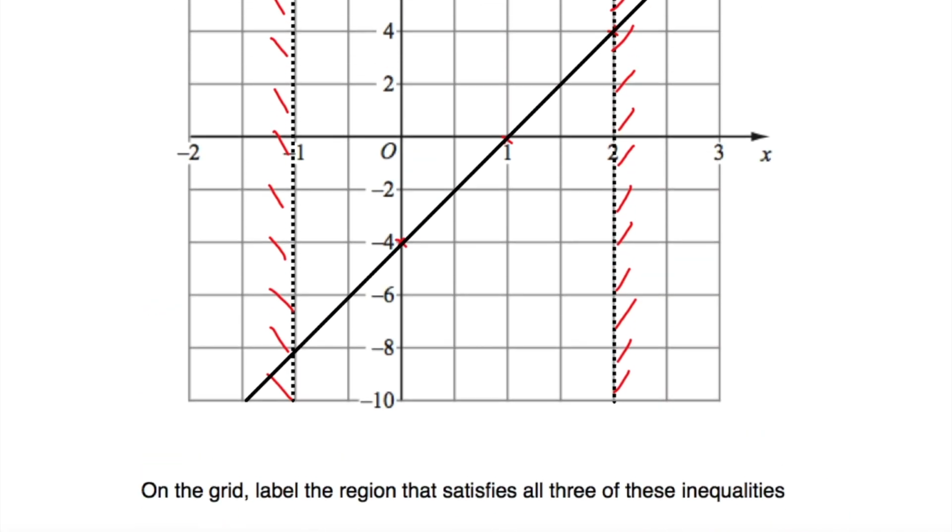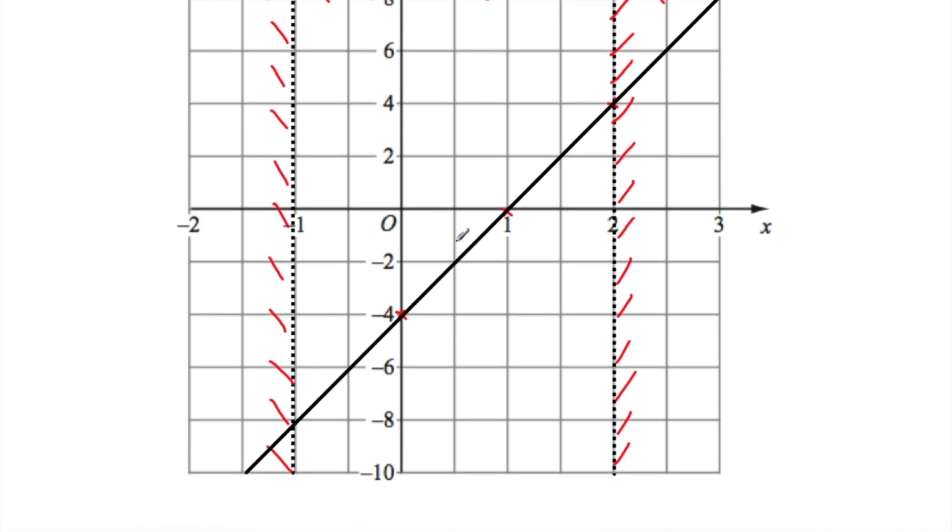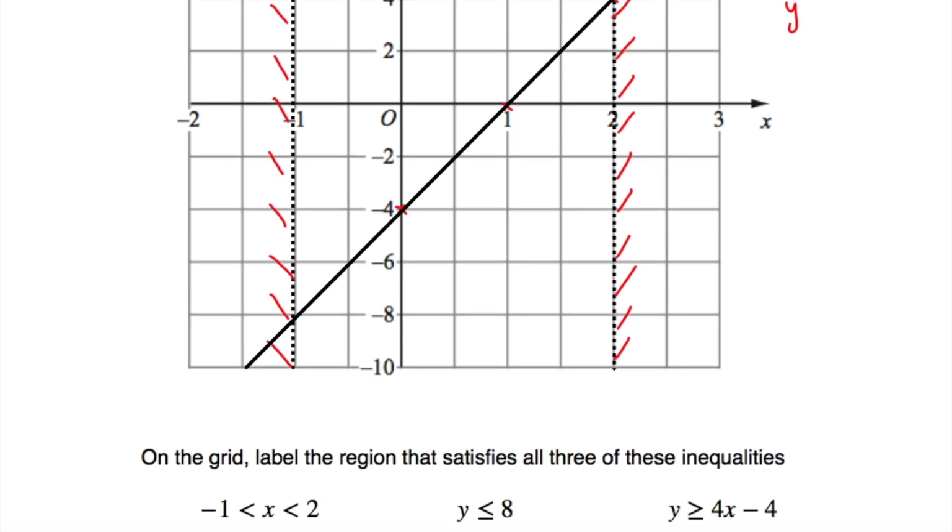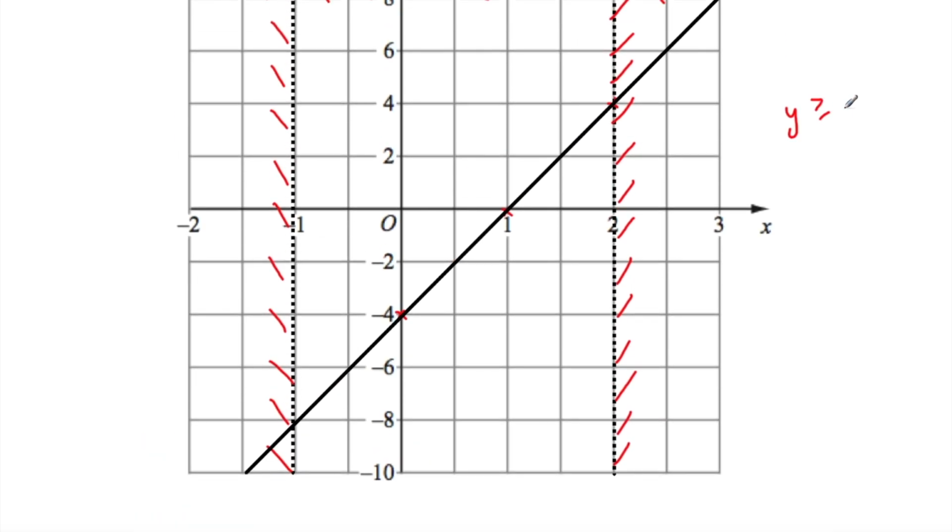And we want to figure out which side of the line to accept and which side of the line to reject. So I'm going to choose a point that's not on the line. I'm going to choose the origin, the point 0, 0. So we've got the inequality y is bigger than or equal to 4x minus 4. With the origin as our point, the x-coordinate would be 0 and the y-coordinate would be 0. So y, that's 0, is bigger than or equal to 4 times x. Well, 4 times 0 is 0. Minus 4 would be minus 4.